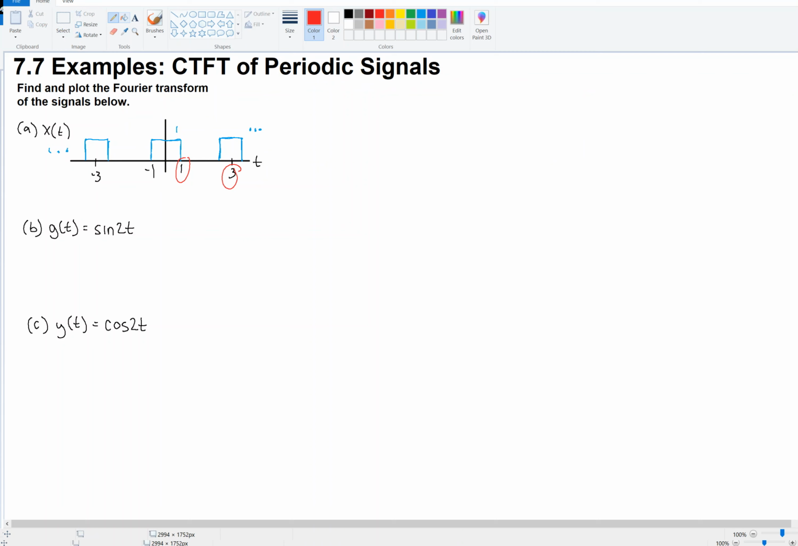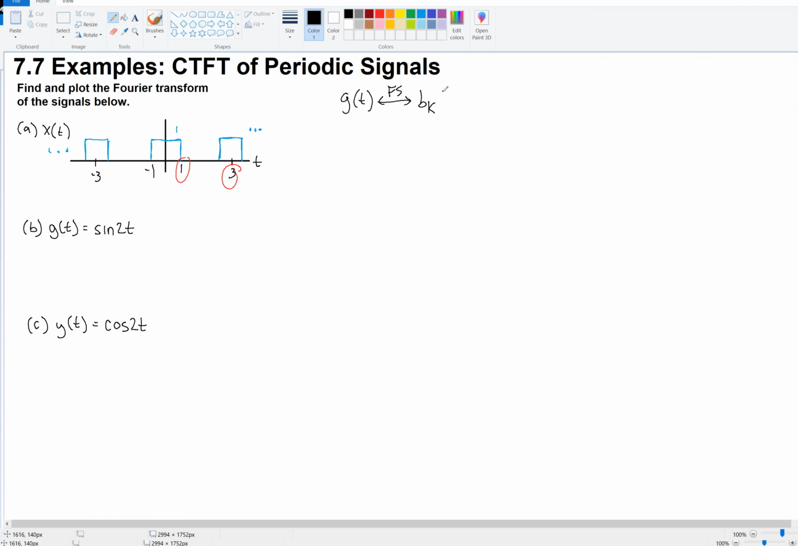Alright, so we're going to go to B now. B is g of t equals sine of 2t. Now, since we used a_k in the video already, we're going to use b_k's for g of t. But before we do that, actually, again, the first thing you need to ask yourself is: is this signal periodic? And the sine in continuous time is always periodic. And so the answer is yes.